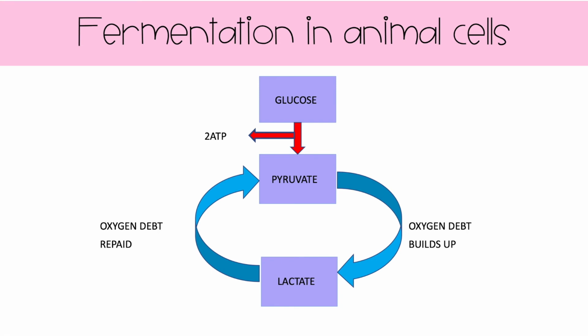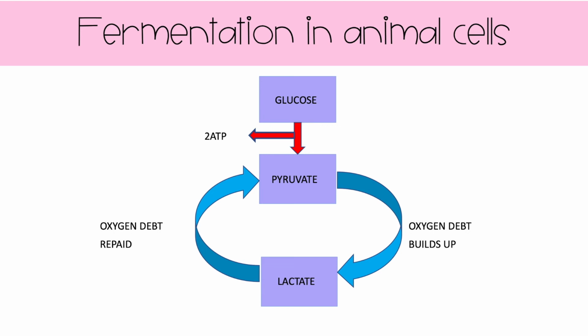Pyruvate molecules are partially broken down by a different chemical pathway, depending on the type of organism carrying out the respiration. This diagram shows respiration without oxygen in multicellular animals. This type of respiration can occur in human muscle cells when a very heavy demand for more energy occurs and the oxygen supply is insufficient to meet the demand. For example, when you sprint really fast.